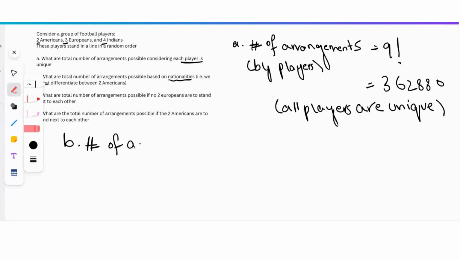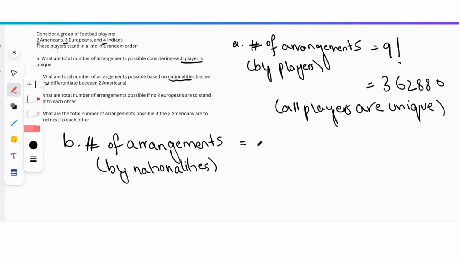So there is a difference between part A and part B. In part A, we're finding the number of arrangements by player, where all players are unique. Here we're finding the number of arrangements by nationalities, where players of the same nationality are considered indistinct. So we have 2 Americans, 3 Europeans, and 4 Indians.